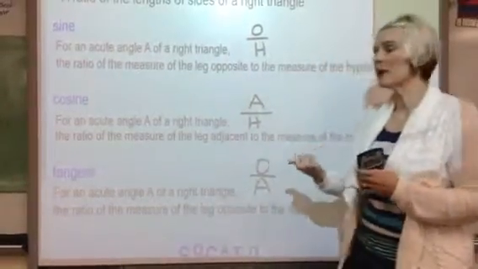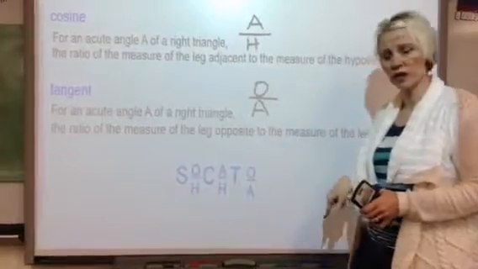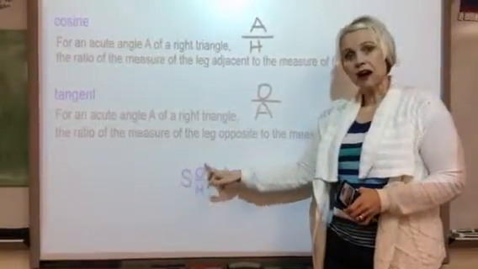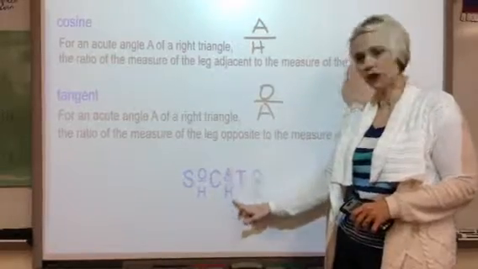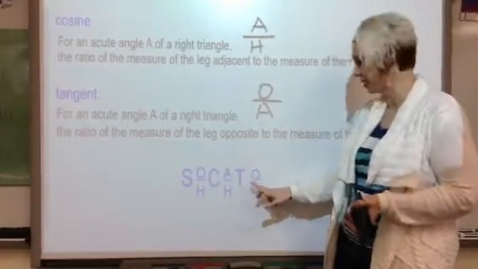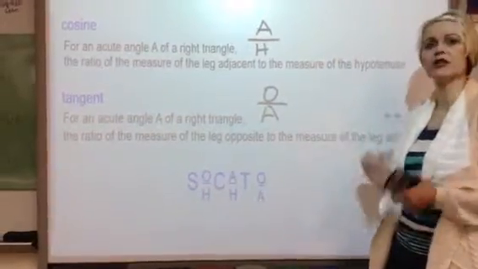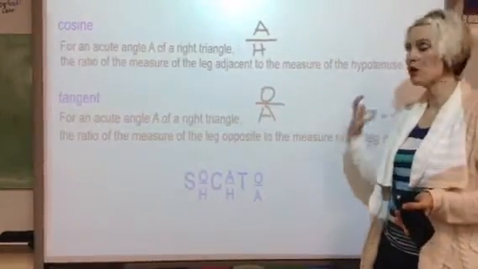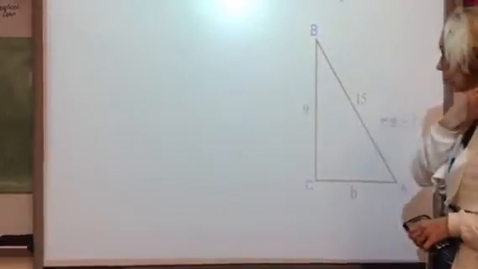So here's a way to remember it, SOHCAHTOA. That's how you say it, SOHCAHTOA. Sine, opposite over hypotenuse. C would be the cosine, adjacent over hypotenuse. And T is tangent, opposite over adjacent. So if you can't remember what the ratio is, you can just say SOHCAHTOA. SOHCAHTOA will tell you exactly what your ratios are.